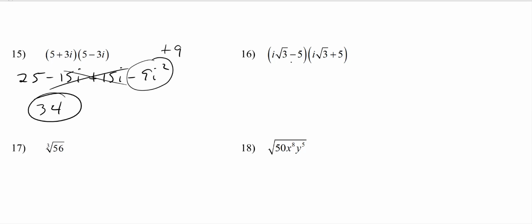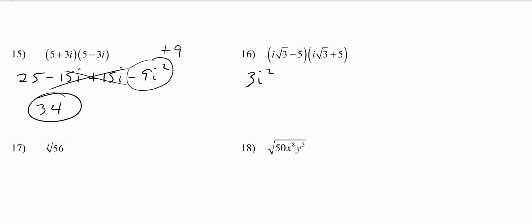Okay, so this one, again, it's just FOIL. So it's I root 3 times I root 3 is I squared. And root 3 times root 3 is 3. So that's 3i squared. Remember that. Root 10 times root 10 is just 10. Don't multiply them together and say root 100. Root 1.2 billion times root 1.2 billion is 1.2 billion.